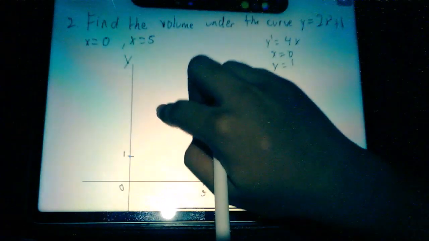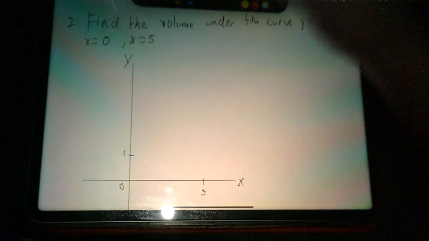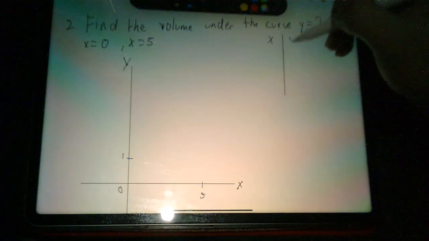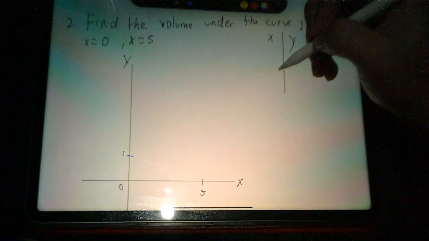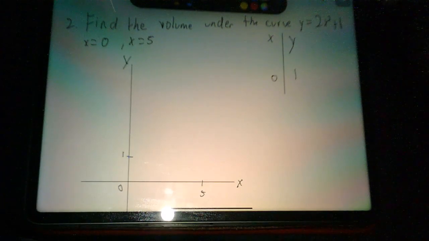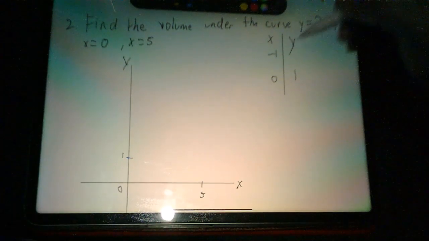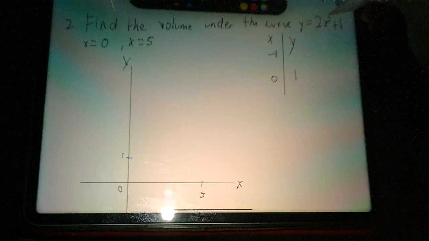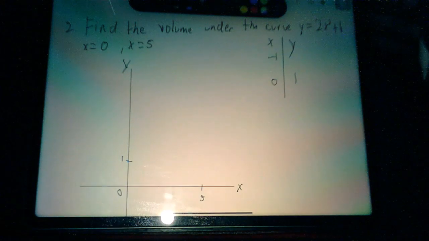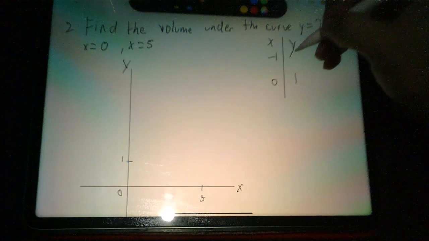Now we need to find its points. Let's erase this first. We need to find its points by using the tabular method, x and y. So if x equals 0, y is 1. Now what if our x here is negative 1? We substitute negative 1 to the x: negative 1 squared is just positive 1, times 2 is 2, and plus 1 is just equal to 3.